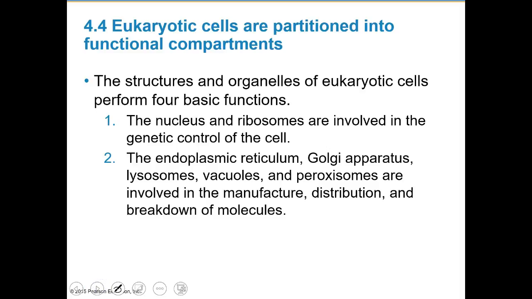The structures and organelles of eukaryotic cells perform 4 basic functions. And actually, when we go through them, we're going to go by these functions. So this will be where we stop things, but it's good to start with these functions. First, we've got the nucleus and the ribosomes, and they're involved with genetic control of the cell. So we'll talk about those guys first. It's always based on function. So nucleus and ribosomes. Then we have a section that is endoplasmic reticulum, Golgi, lysosomes, vacuoles, and peroxisomes, and they're going to be involved in the manufacture, distribution, and breakdown of molecules.